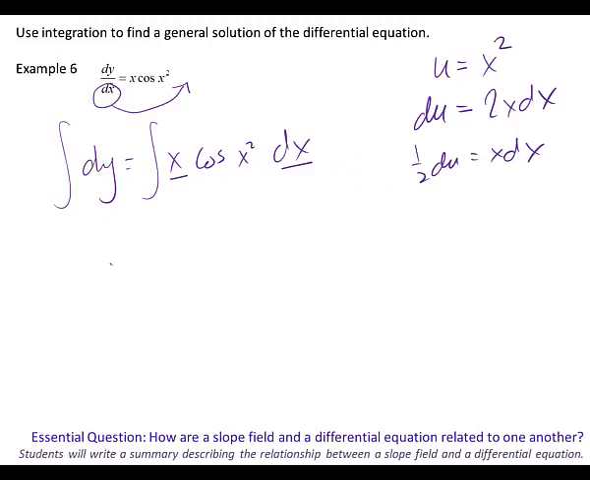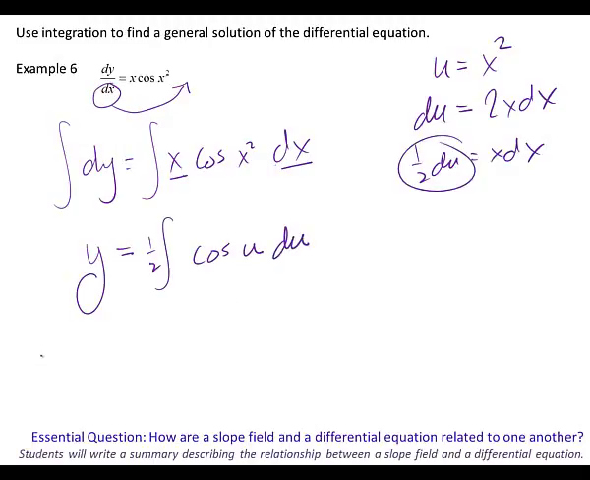All right, when we integrate dy, what do we get? Y. Okay, we're going to put in for the u. So cosine of u. For the x dx, we put in 1/2 du. So when we integrate cosine, what do we get? Sine. And then instead of writing u, what would we put in for the u? X squared. If you want to write the whole other line, that's fine. They didn't give us an initial condition, so we don't solve for C this time. They said general solution.